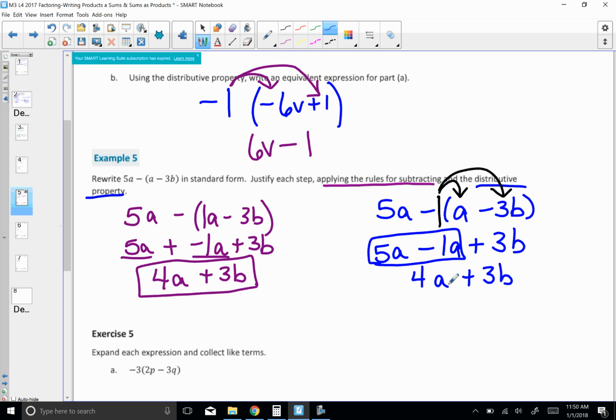So both strategies work. So when you get to these subtraction problems, you now have a choice. You can add the opposite of this expression, or you can hand out the negative 1. So it's going to come down to a preference. Which one do you like better?